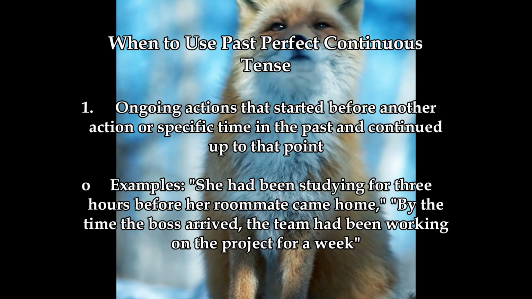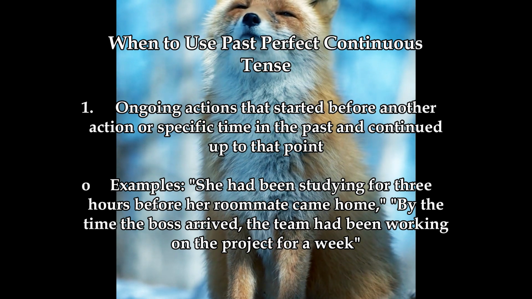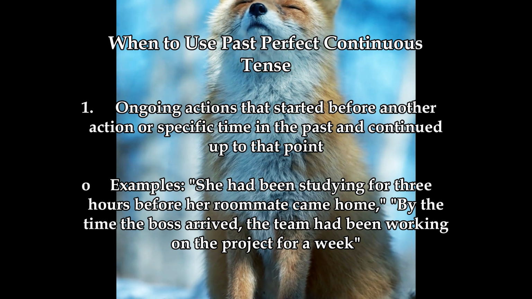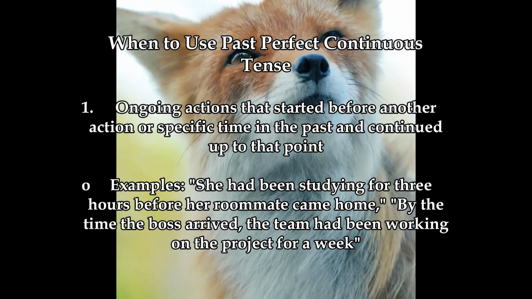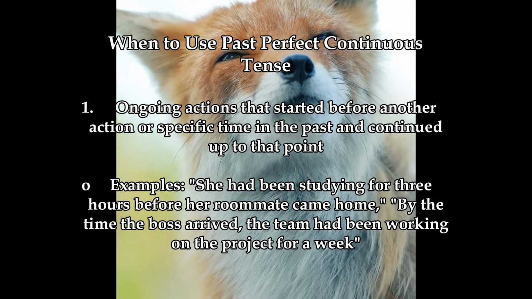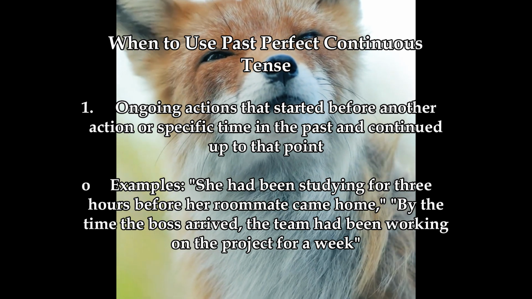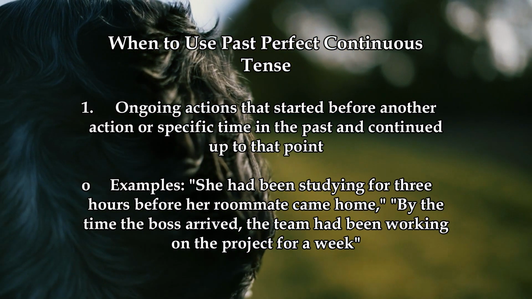Using the past perfect continuous tense, when and why. So, when do we use the past perfect continuous tense? Here are the main situations. 1. Ongoing actions that started before another action or a specific time in the past and continued up to that point.